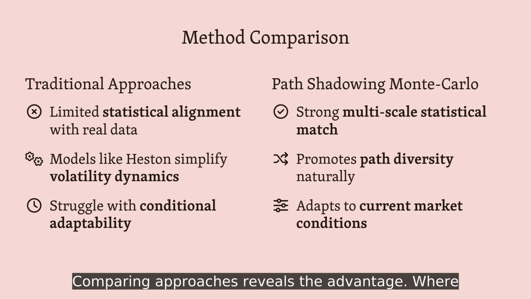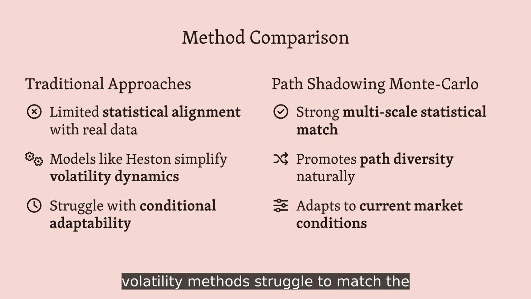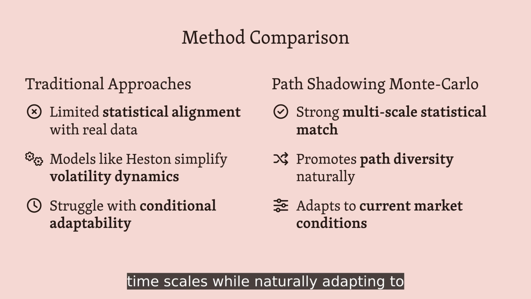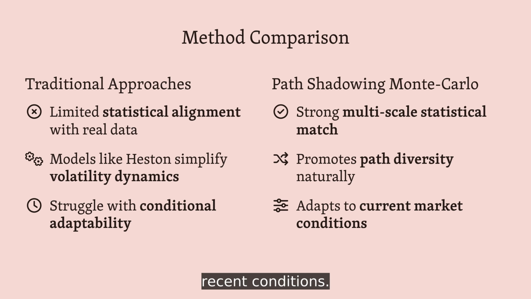Comparing approaches reveals the advantage. Where models like Heston or standard path-dependent volatility methods struggle to match the full statistical richness of markets, Path Shadowing Monte-Carlo maintains alignment across multiple timescales, while naturally adapting to recent conditions.